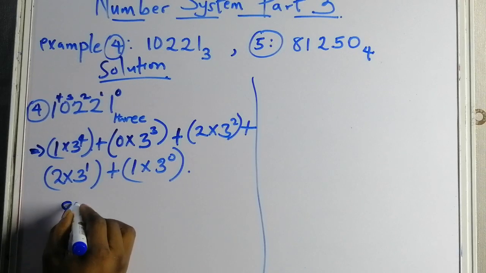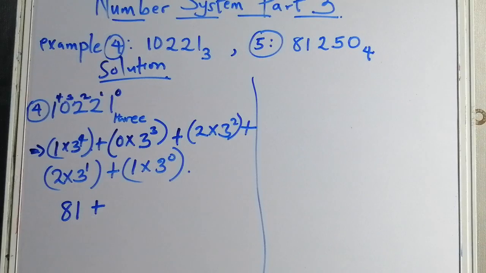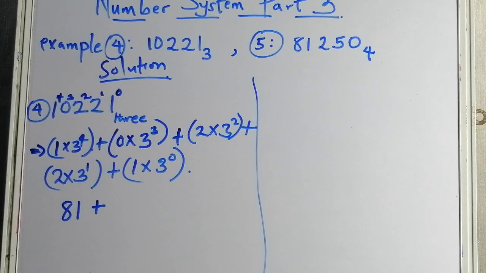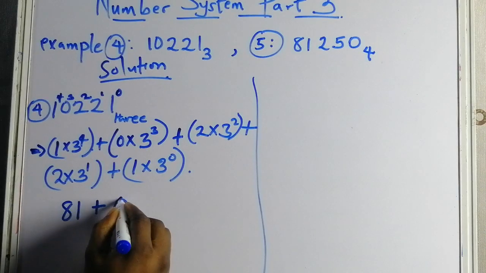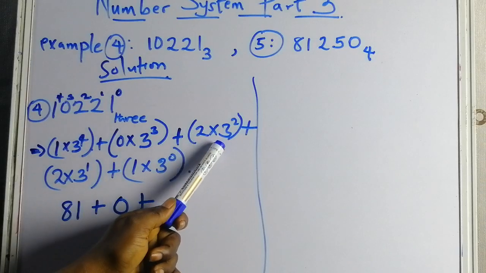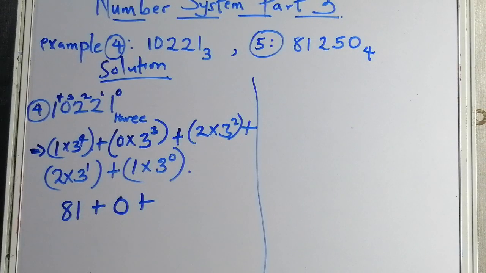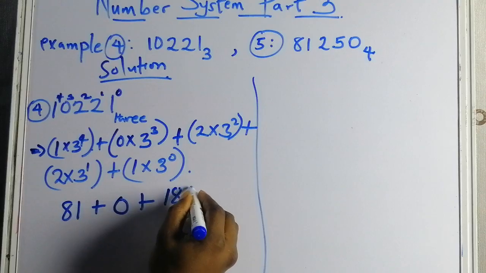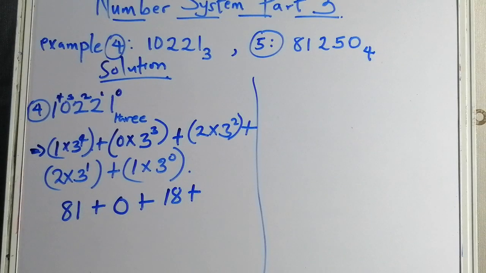So this one is 81 plus, and the next is 0. I've told you anything multiplied by 0, you don't need to stress yourself, is 0. Like this one is 3 times 3, 9, 9 times 2, that's 18. You see that it's very simple.